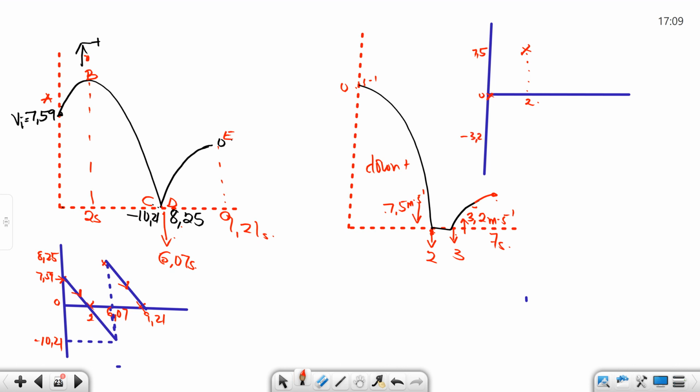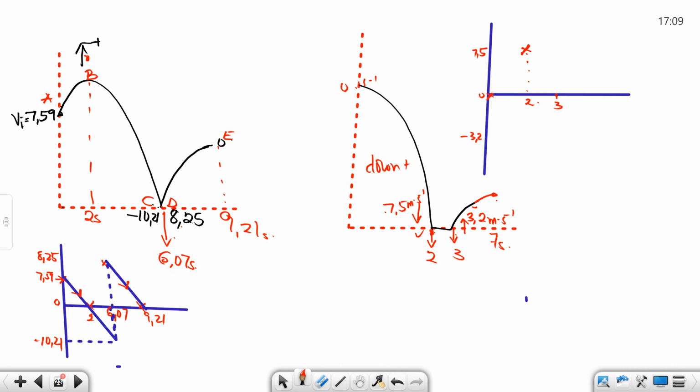Okay, so we started at 0, right? The object got to 7,5 after how many seconds? 2 seconds. Okay, we're done there. The object stays on the ground for 1 second. So that's 3 seconds, right?